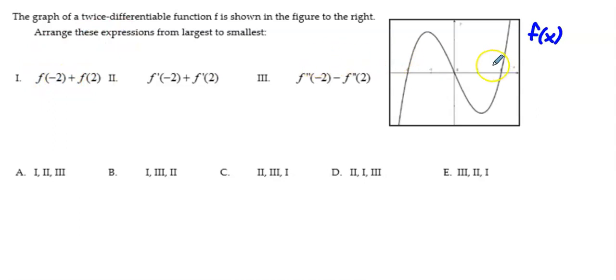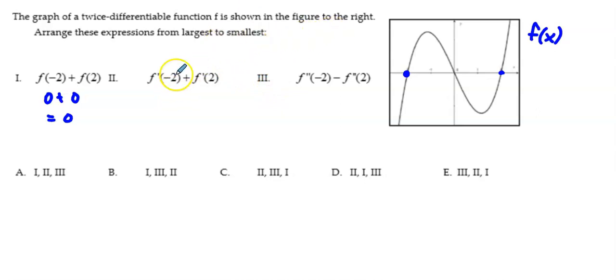So f of negative 2, well, that's going to be 0. All right, so we're in Algebra 1 class right now. And f of 2 is also going to be 0. So we know that Roman numeral 1 is going to be 0. So kind of boring, but it is what it is.